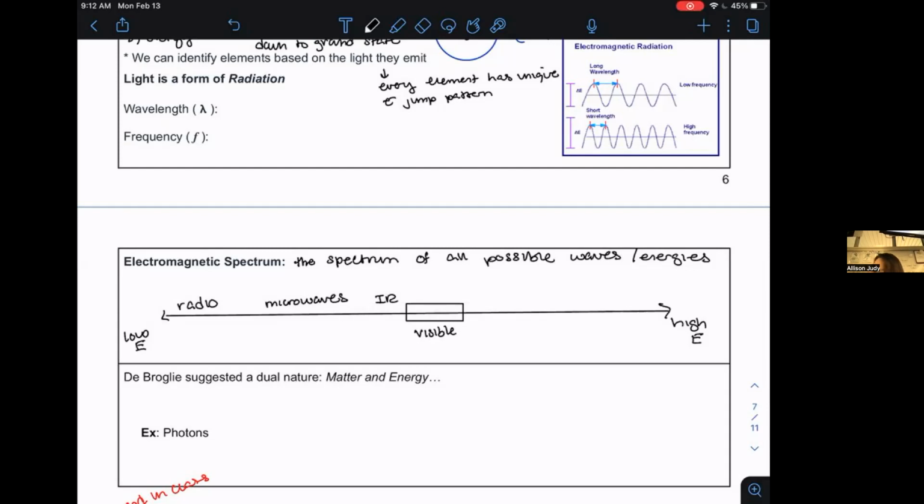And then as we go higher energy, we have UV, what we hate about the sun, right? UV protectant. We have X-rays for all you that break your bones. And then we have gamma rays. Gamma rays are what kill you. It's radiation.